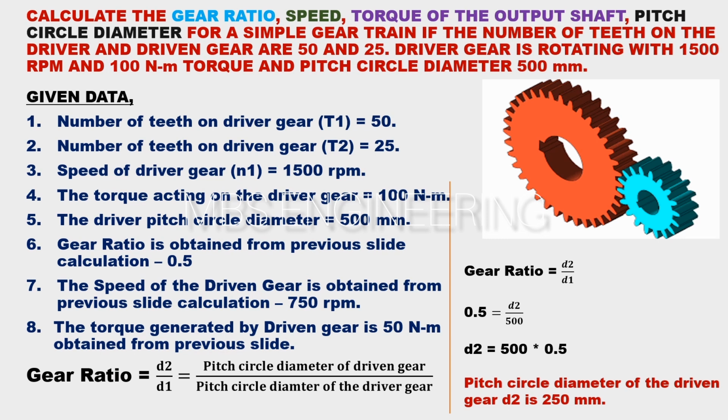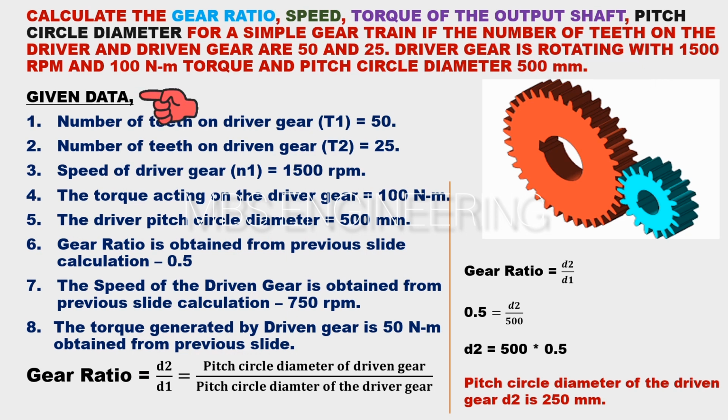Next, we will calculate the pitch circle diameter of the driven gear. Let's see an example. Calculate the gear ratio, speed, torque of the output shaft, and pitch circle diameter for a simple gear train if the number of teeth on the driver and driven gear are 50 and 25. Driver gear is rotating at 1500 revolutions per minute and 100 Newton meter torque and pitch circle diameter 500 millimeters.